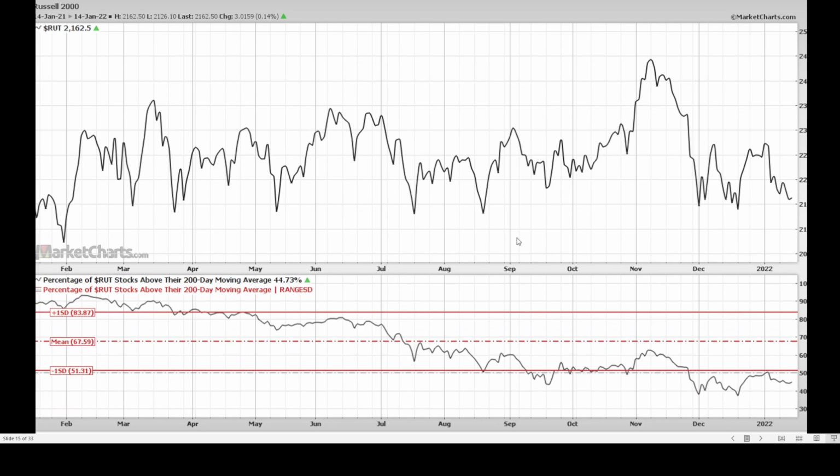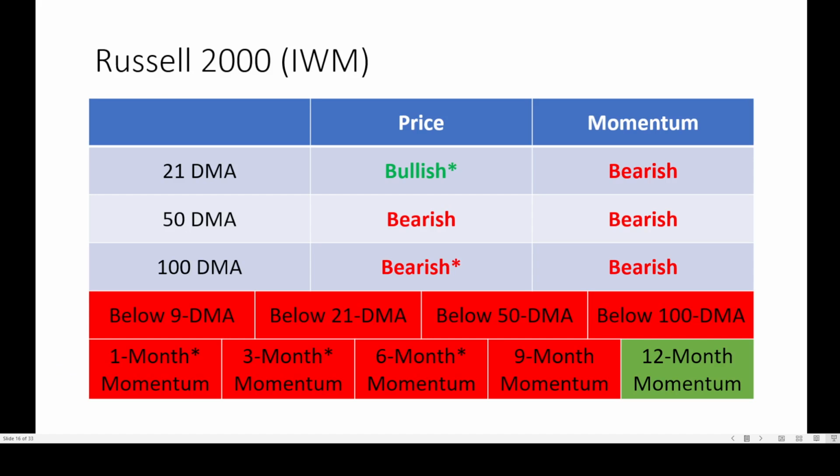Let's look at the percentage of Russell 2000 above their 200-day moving average. It's 44%, telling us that 55% of small caps are in bear markets. I mean, that's a lot. So if there's any sort of move down, this thing can fall apart real quickly. And we look at the charts and we see a lot of validation in that. And notice now that 1 month support, 3 months, and 6 months have all broken. And what does that tell you?